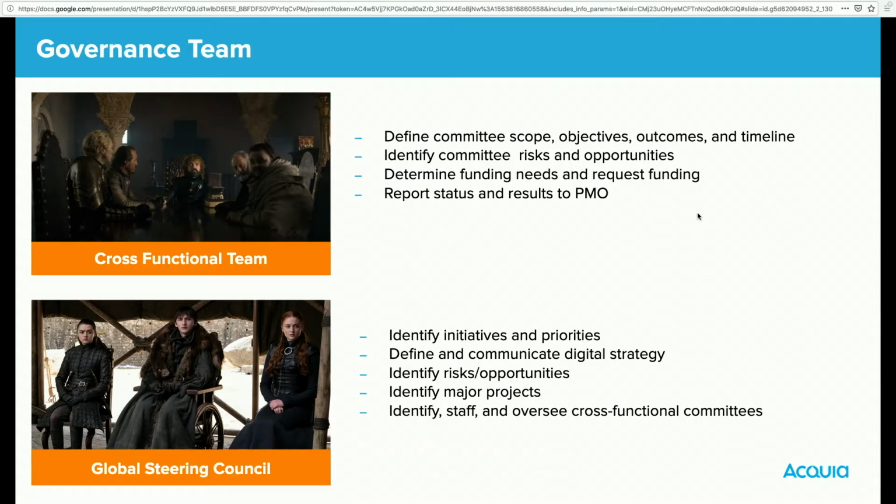And then there's the Global Steering Council. So this council would identify initiatives and priorities, define and communicate digital strategy, identify different risks and opportunities, and help identify and staff and oversee the cross-functional committees. So I liken this a little bit toward the end when some of the lords and ladies come across from the different houses and come together and help drive the strategy going forward.